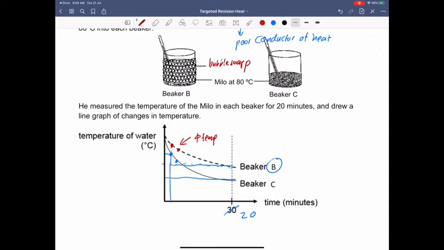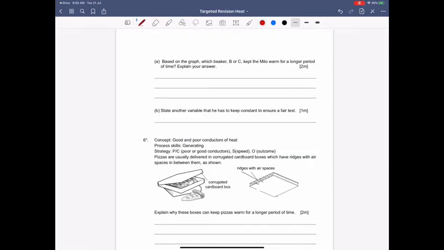Whenever you talk about conductors of heat and there are two items, you need to compare. So the word to use should not just be poor conductor, you should say poorer conductor, because you're comparing the two. It's always a relative term. So let's jump back to our question.